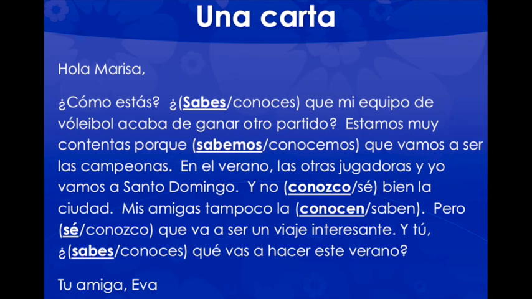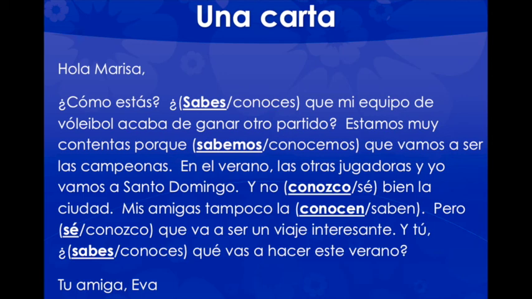En el verano, las otras jugadoras y yo vamos a Santo Domingo. Santo Domingo is the capital of the Dominican Republic. Yo no conozco bien la ciudad. I don't know the city well. Here we're talking about knowing a place, so we're going to use conocer. Mis amigas tampoco la conocen. My friends don't know it either, still referring to the city. Pero sé que va a ser un viaje interesante. But I know that it's going to be an interesting trip.